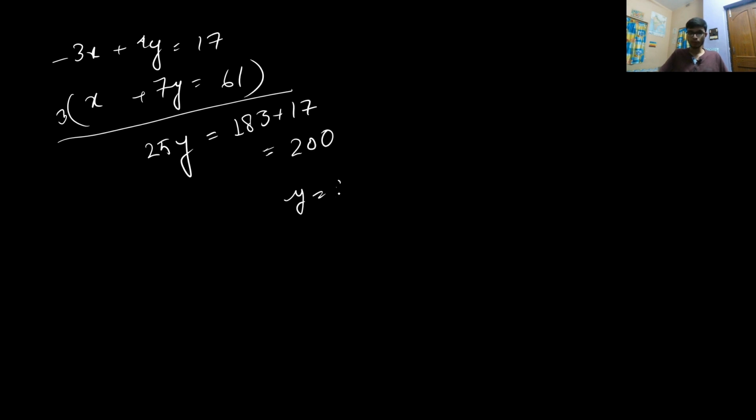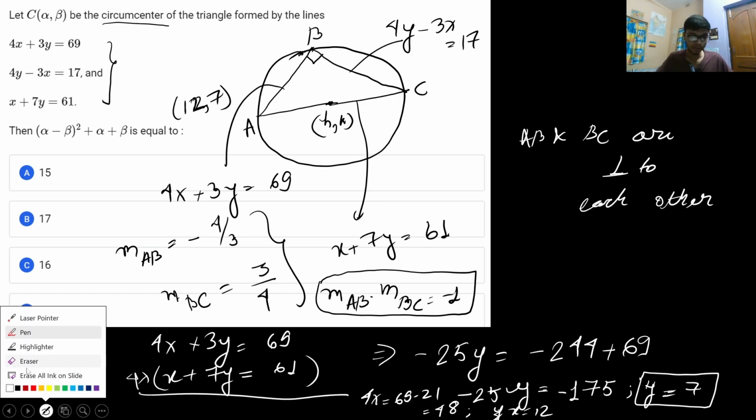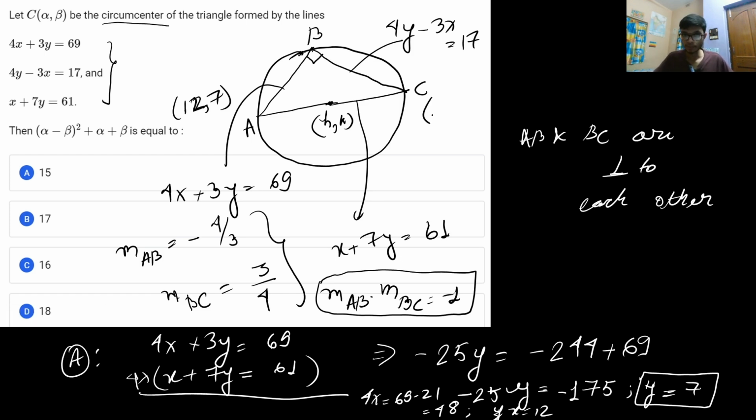So from here the value of y is equal to 8, and if y is equal to 8, the value of x is equal to minus 3x, which is 17 minus 32, and this will be equal to minus 15. So from here you get the value of x as 5. So you get the coordinate of point C, that is (5, 8).